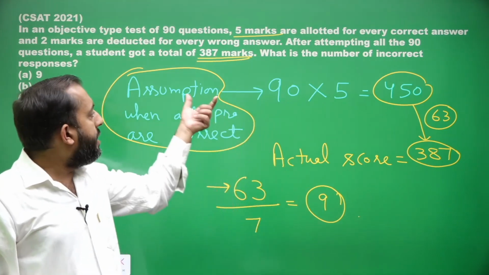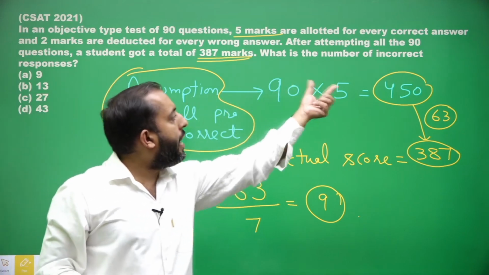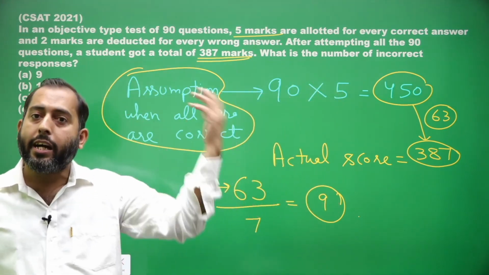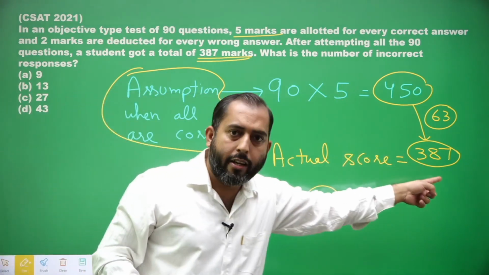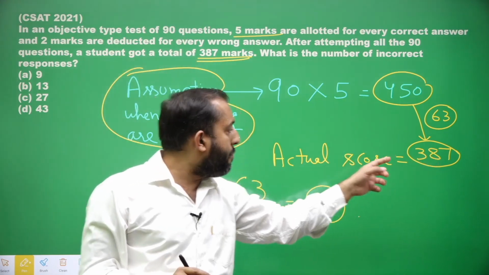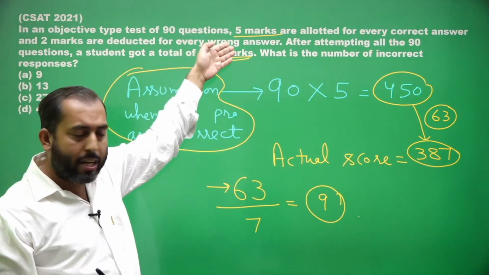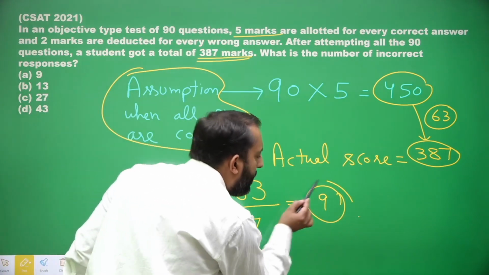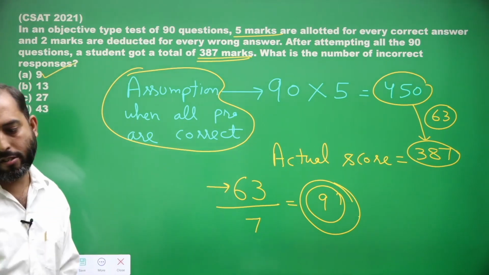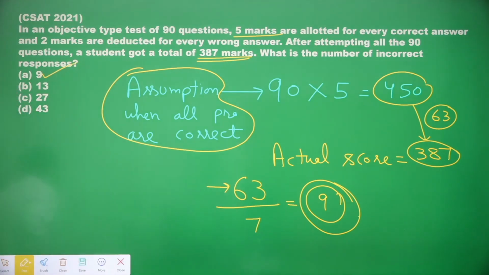So in this assumption, if you replace 9 correct problems with 9 incorrect problems, you're going to end up with the actual score which is given in the statement. Hence, there should be 9 incorrect answers. Option A is the right choice. Please make a note of it.